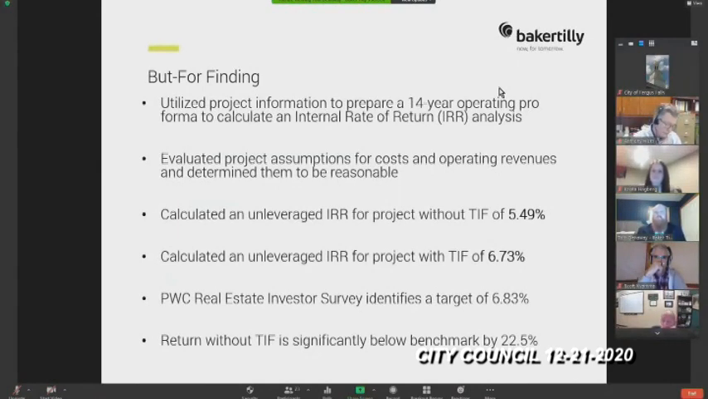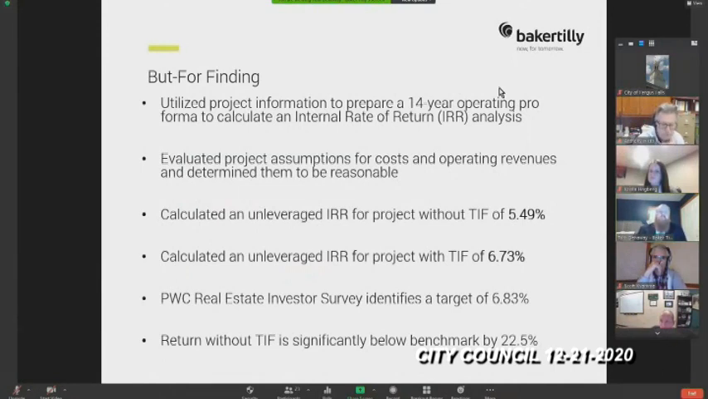So the measure that we use is what's known as the internal rate of return analysis, which is a way of measuring the overall return to the developer over a 14-year period in this case, of the operation of the district. So this internal rate of return allows us to realize what would be the potential return on investment to the developer with abatement or with assistance, and what would it be without.